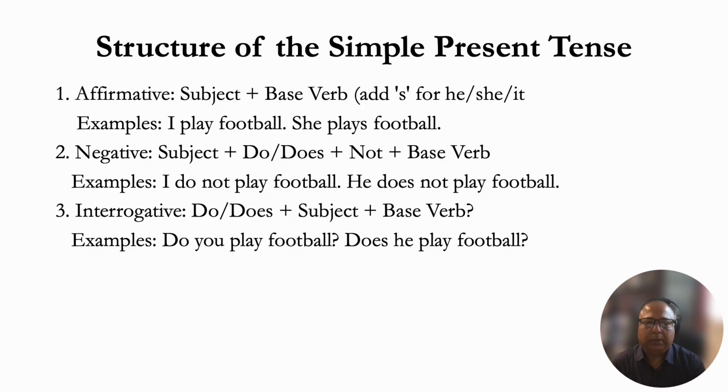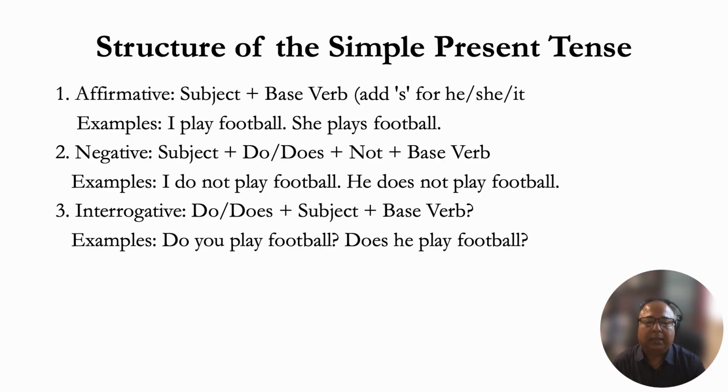Okay. So what's the structure of the simple present tense? This is the affirmative: a subject. Obviously, all English sentences start with a subject, followed by a base verb. Okay? And it adds S, the agreement S, the S suffix for he, she, it. Like he walks, she writes. Examples: I play football, she plays football.